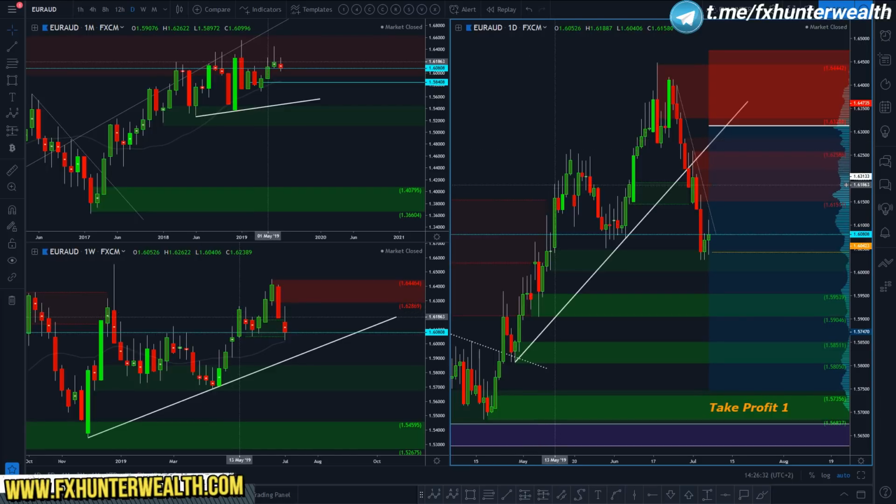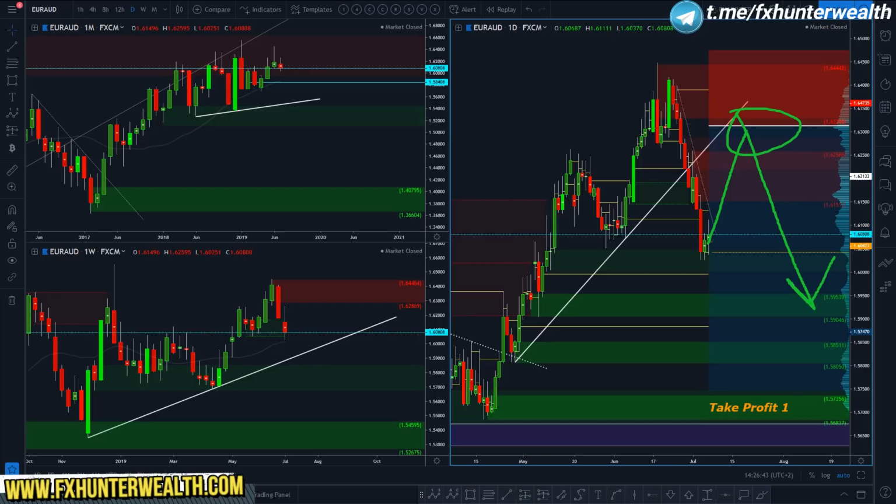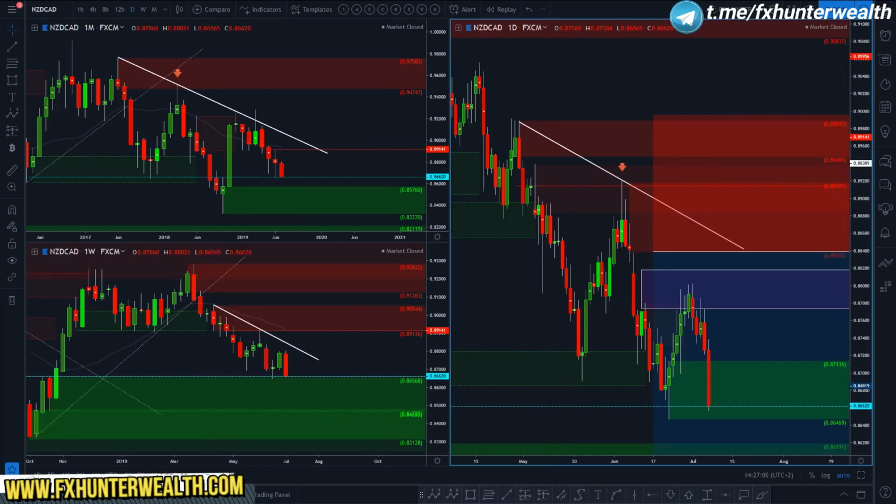Next one is Euro Aussie. It's hard to say what's gonna happen with this one. We can see the break of the daily trend, and if the price retraces down, then possibly we could see some bigger drop. But I don't know. I see that it's still an uptrend on the weekly and daily, so this is not an interesting chart for me at the moment.